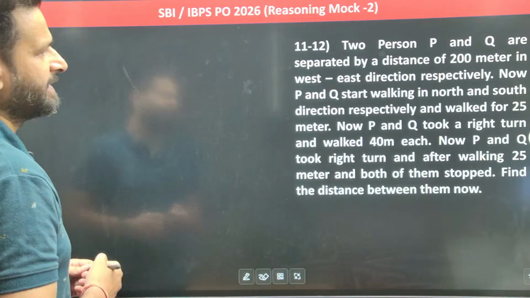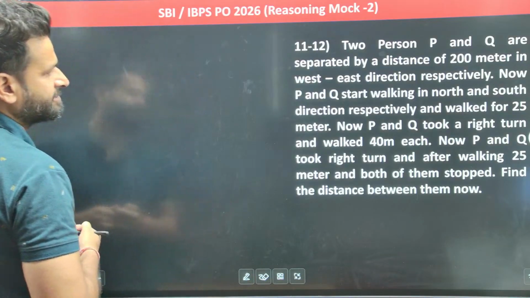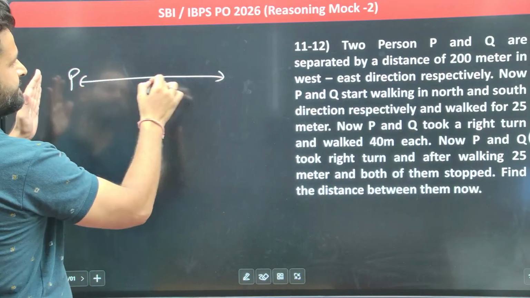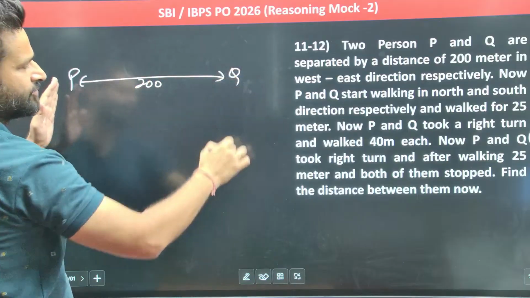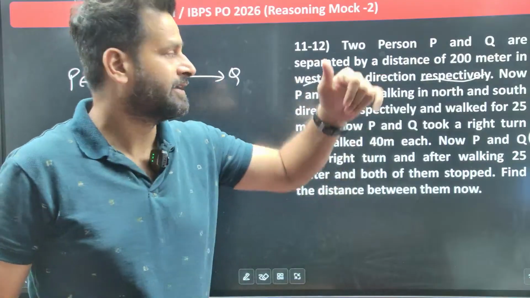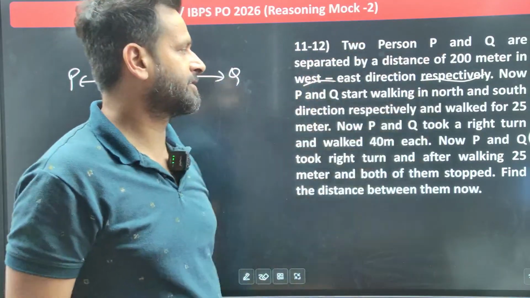There are two persons P and Q separated by a distance of 200 meters in west and east direction respectively. West, east. That means this will be P. Total distance 200 meters and this is Q. This is what it is saying. And the word respectively has been used. That means I need to take the person and the direction in the same order.